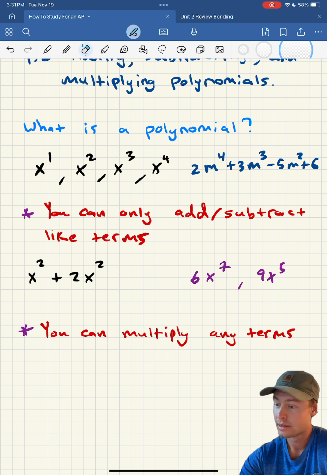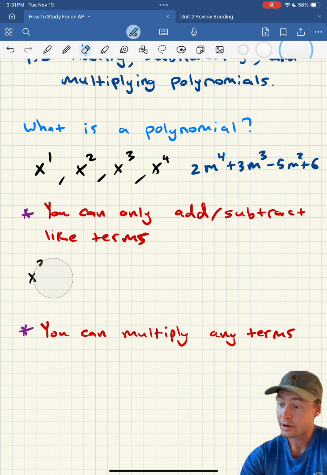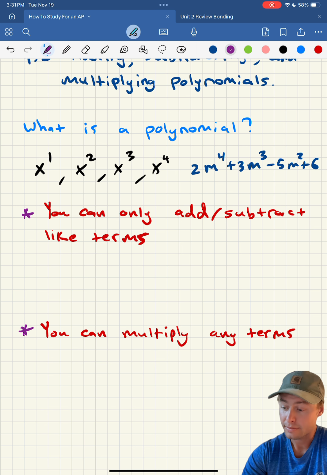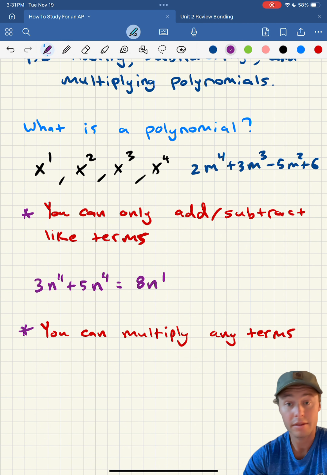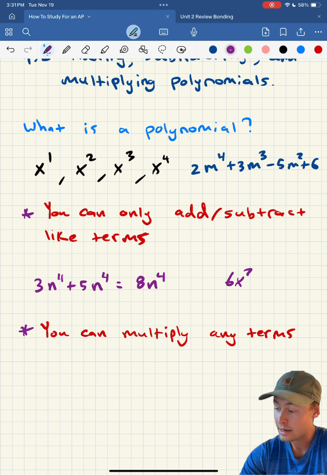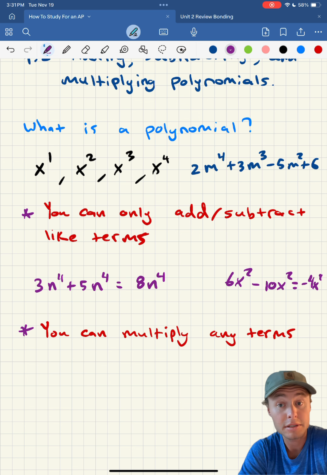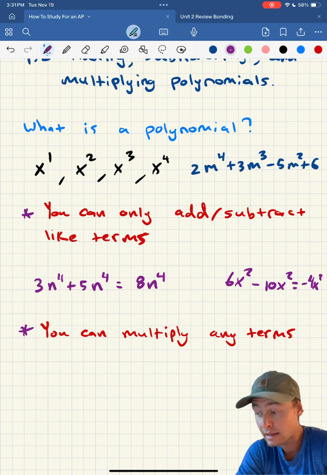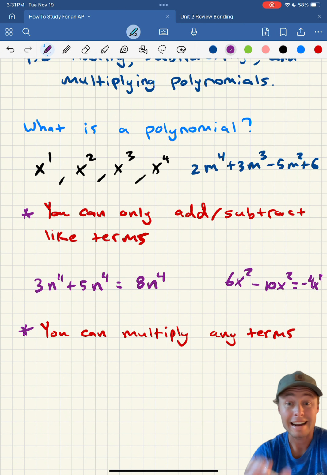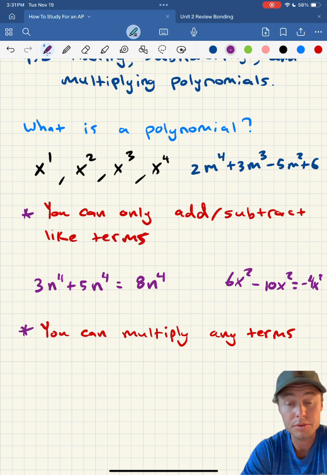Okay, perfect. Now, let's do a couple of quick examples with the adding and subtracting. So 3n to the 4th plus 5n to the 4th. That would be 8n to the 4th. 6x squared minus 10x squared, that's negative 4x squared. Do you see how I'm simply just combining the numbers in front? 3 plus 5 is 8, 6 minus 10 is negative 4, and then I leave the term that I started with between the two like terms as the ending part of that.